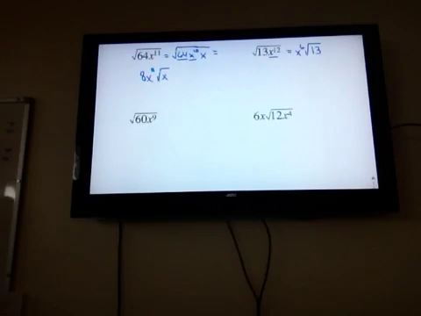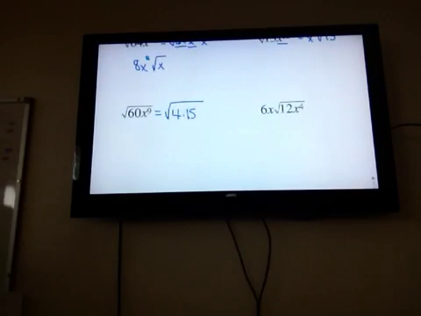X to the 9th. Is 60 a perfect square? No. So what am I going to break 60 into? This is where I'm going to use my chart. I'm going to start dividing at 49. 60 divided by 49, by 36, by 25, by 16, by 9, by 4. Finally, 4 works. So it's going to go to 4 times 15.